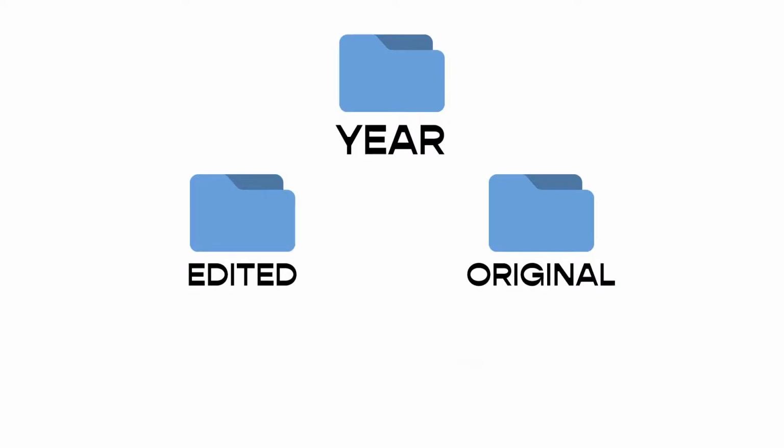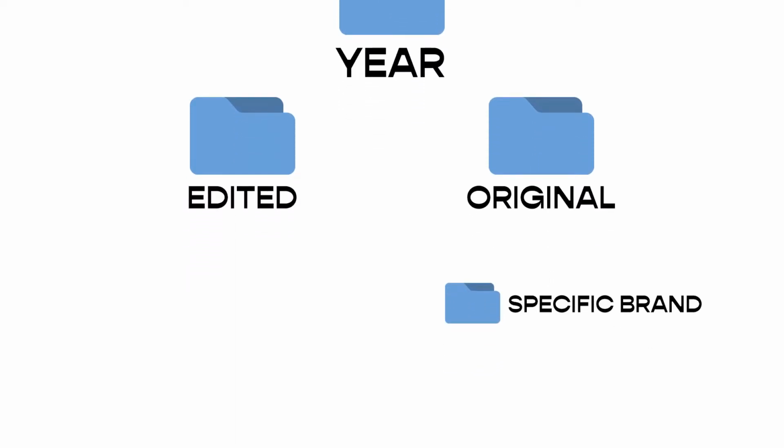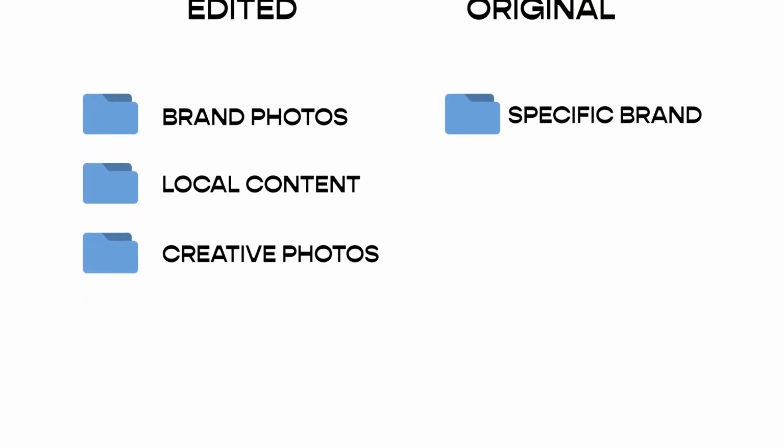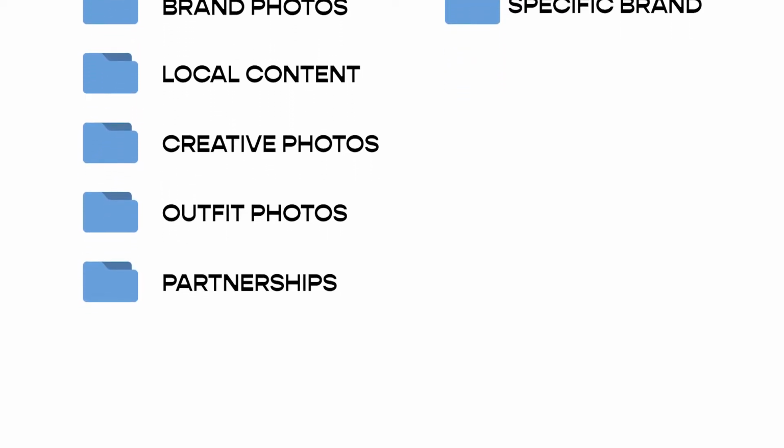I want to make sure I have access to that original content so that I don't have any excuses as to why I can't get that to the brand. In the original content folder, I put all of the content for a specific brand in a folder labeled with their name. When I go into my edited folder, I have things separated by content. For example, I have brand photo shoots, Charlotte local content, creative photo shoots, outfit photos, partnerships, and travel. In each of these folders, there are more folders that are organized by the date that I shot the content or the brand's name if it's a partnership.